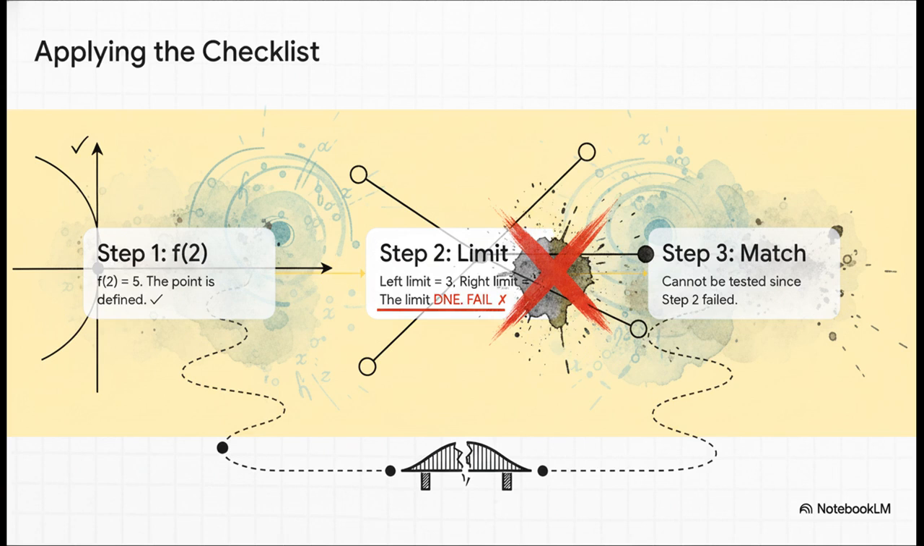Remember, with piecewise functions, you have to check from both sides. As we approach 2 from the left, we use the top rule, x plus 1, so the limit is 3. But as we approach from the right, we use the bottom rule, so the limit is 5. Since 3 does not equal 5, the overall limit does not exist, and that is a hard fail.